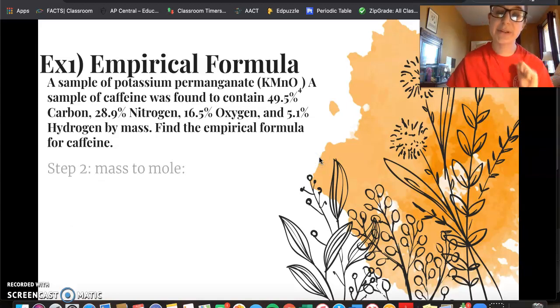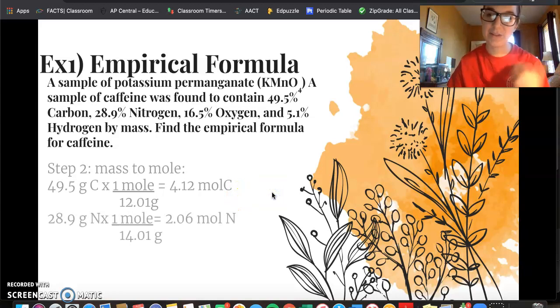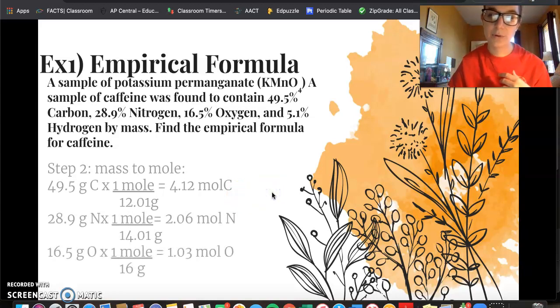Step 2, we're going to go mass to moles. So those masses that we just found, assuming 100 grams, we're going to convert to moles. We do that by dividing by molar mass. So carbon is going to be 49.5 grams times 1 mole divided by 12.01 grams, and we find that we have 4.12 moles of carbon. Go ahead, pause the video, find the moles of nitrogen, oxygen, and hydrogen. Once you do that, you should find that we have 2.06 moles of nitrogen, 1.03 moles of oxygen, and 5 moles of hydrogen.